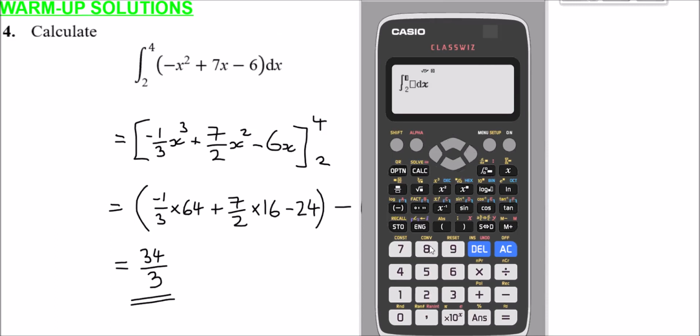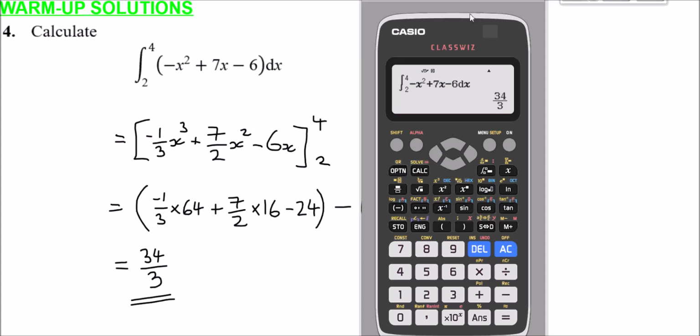Anyway, so you press the integral button, put in 2 and 4 for the limits, and we're going to integrate between minus x squared plus 7x minus 6. And what do you know? It drops out nicely as 34/3.